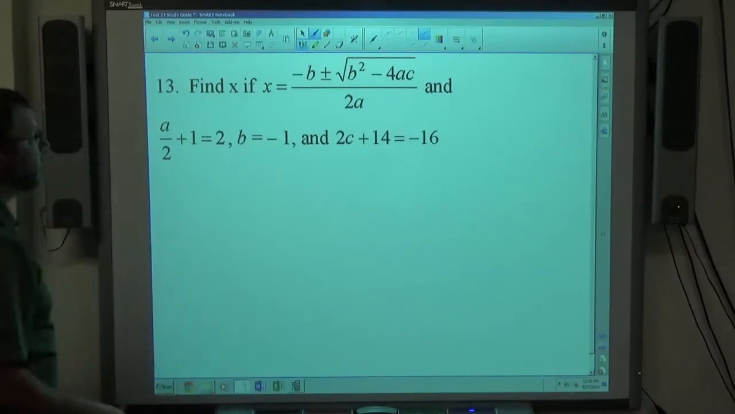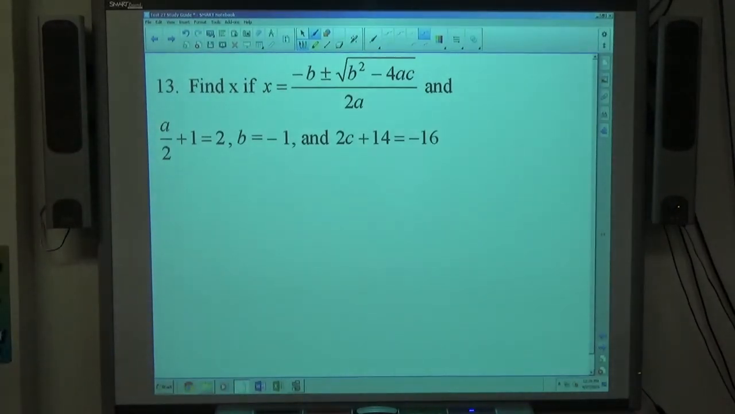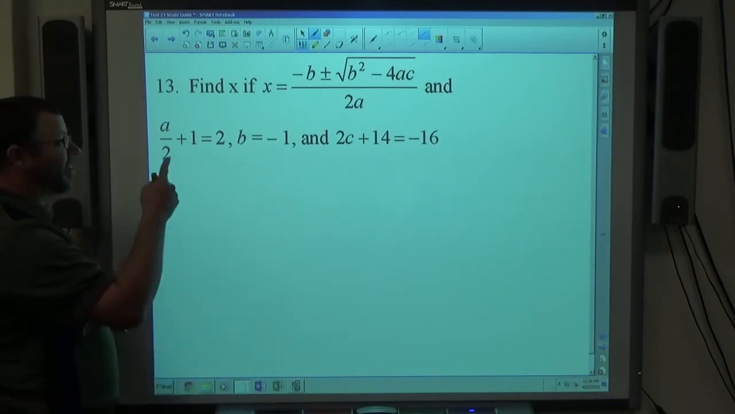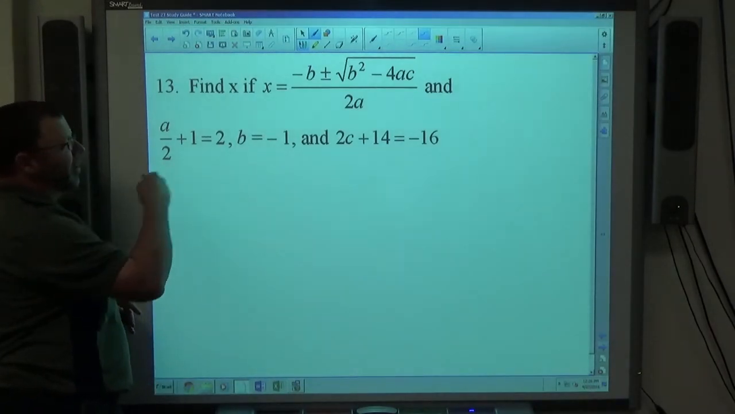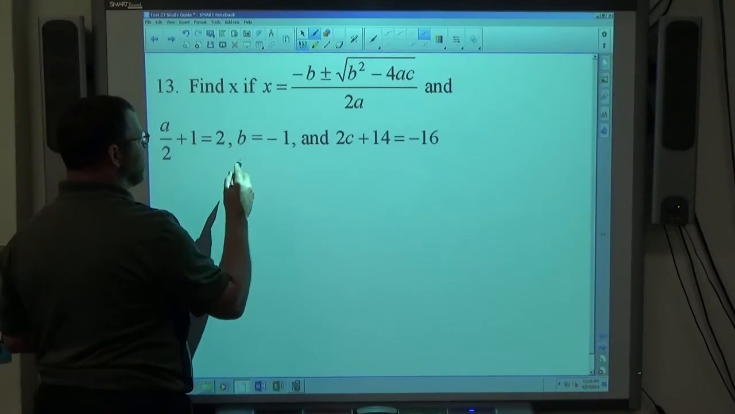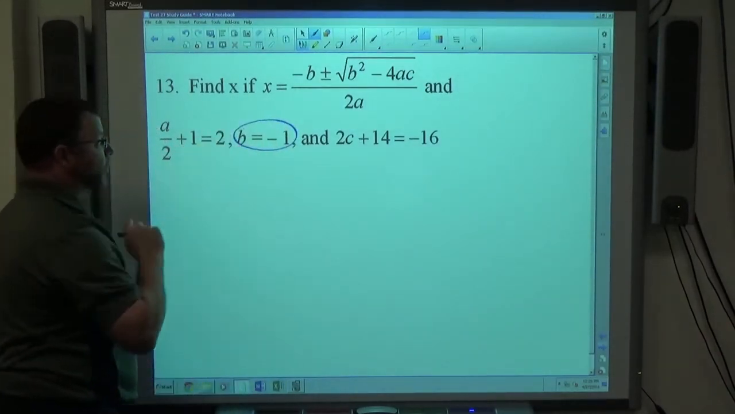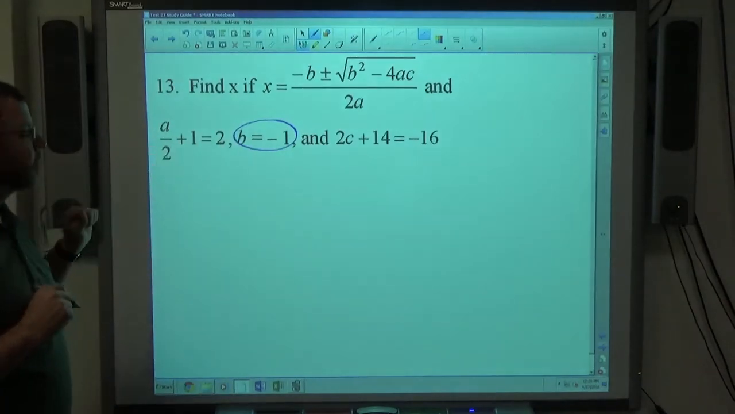Number 13 is this formula we've been seeing recently in homework and on the last test even. On the last test I said A equals, B equals, C equals. This one I'm a little bit more, I guess, creative with what A, B, and C are. B is equal to negative 1. That's ready to go. I don't know what A or C equals, so I want to start there.